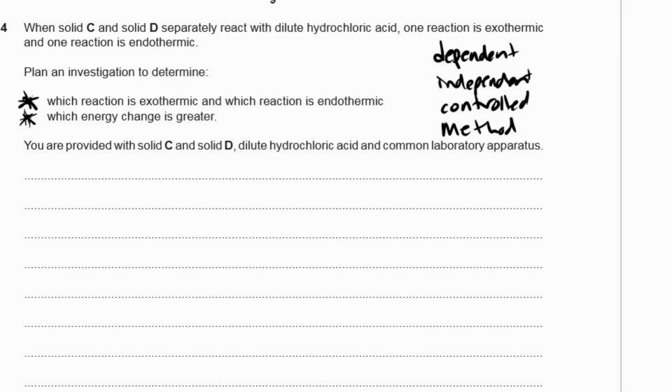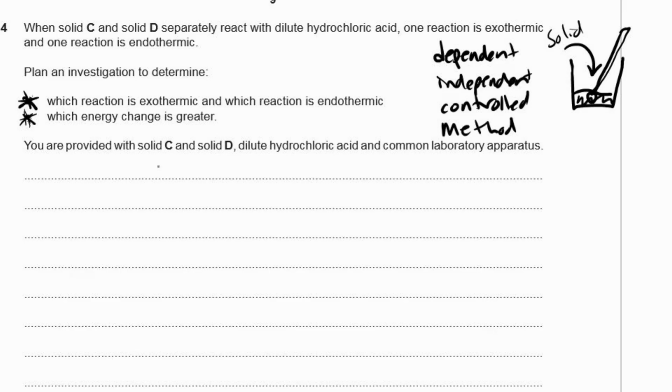Okay, so what do we do? This is one of those reactions where you take a polystyrene cup and you add the solution and you put in some solid and you measure the temperature change with the thermometer while stirring it. That's pretty much all that you're doing with this one.